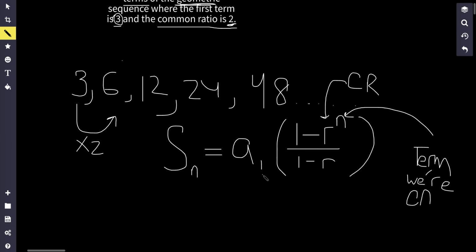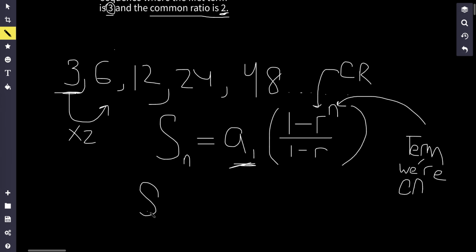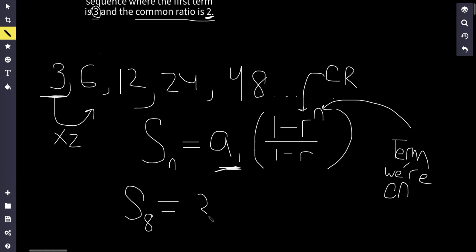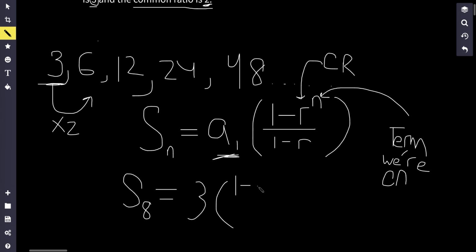My first term, a sub 1, is equal to 3. We're trying to find the sum of the first 8 terms, so I'm just going to replace the n with 8. My first term is 3. This is going to be 1 minus my common ratio. My common ratio is 2, and it's going to be raised to the nth power.